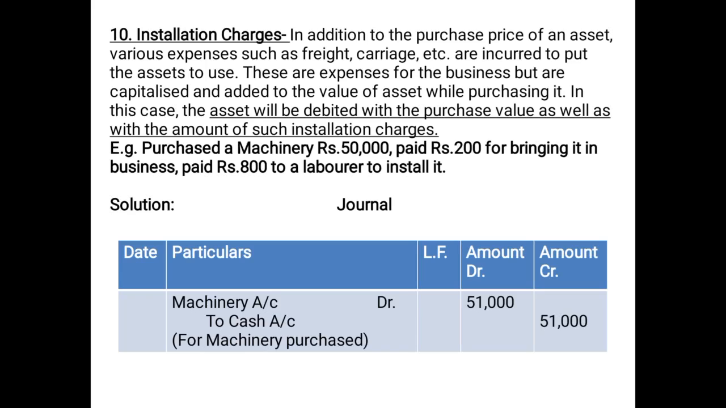The next special transaction is the installation charge. Whenever an asset or machinery is purchased by the business for its use, there may be some carriage charges, some labor charges for installing it, etc. There are a number of charges besides the purchase price which are incurred for installing the asset or machinery or plant, or setting up and putting it to working condition. Such charges are known as installation charges, and such expenses are added to the value of asset.